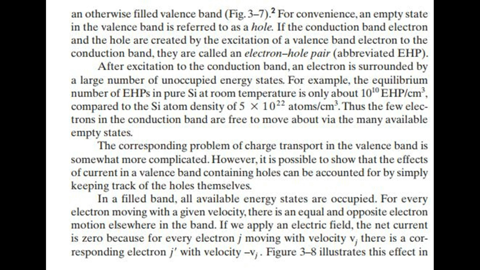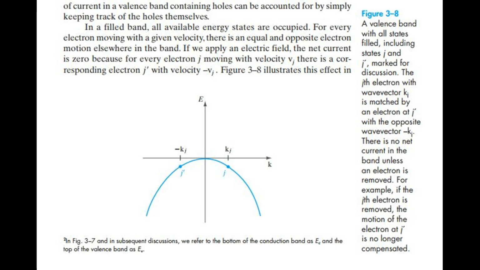In a filled band, all available energy states are occupied. For every electron moving with a given velocity, there is an equal and opposite electron motion elsewhere in the band. If we apply an electric field, the net current is zero because for every electron i moving with velocity v_i, there is a corresponding electron j with velocity -v_i. Figure 3.8 illustrates this effect in terms of the electron energy versus wave vector plot for the valence band. Since k is proportional to electron momentum, it is clear the two electrons have oppositely directed velocities.